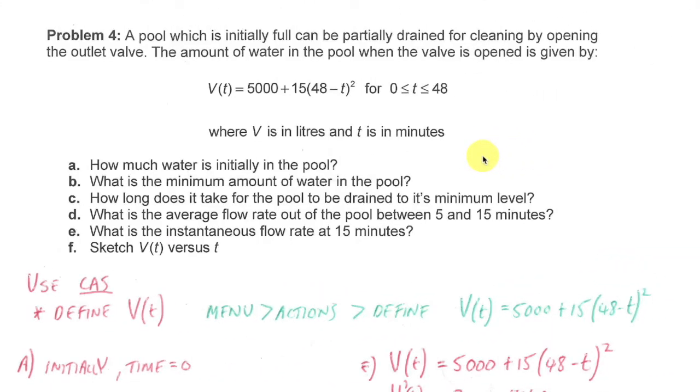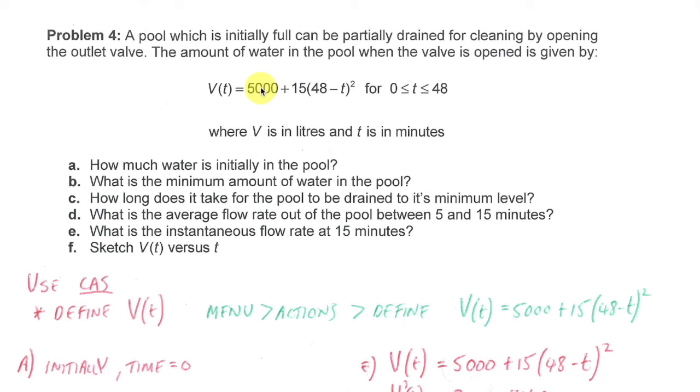It's all about a pool. Basically, we have the volume of the pool given by this rule here, where V is in litres and T is in minutes. Notice that the domain is between 0 and 48. It's a fairly straightforward kind of volume rule. Notice it's in the format of being a quadratic in turning point form. Okay, so usually with our quadratic, we'd have the variable first, then plus a constant, but the constant's listed first.